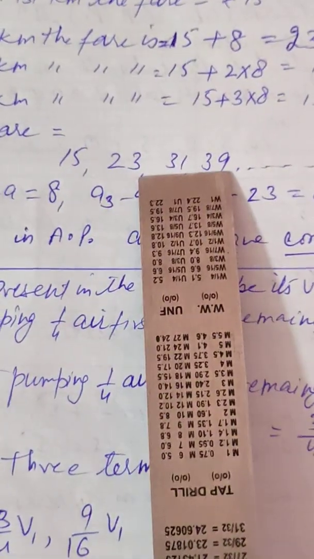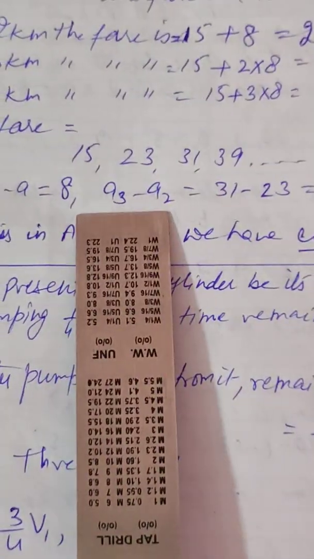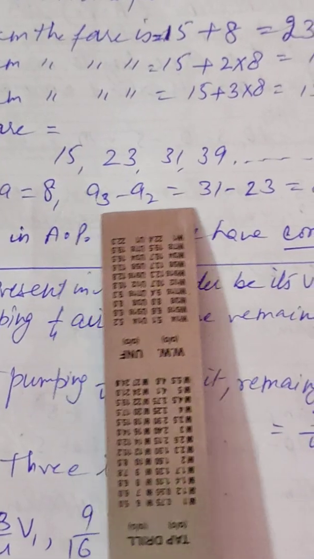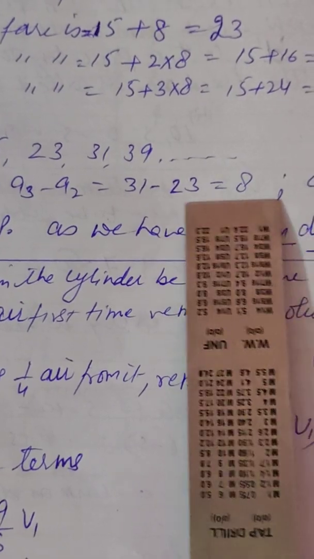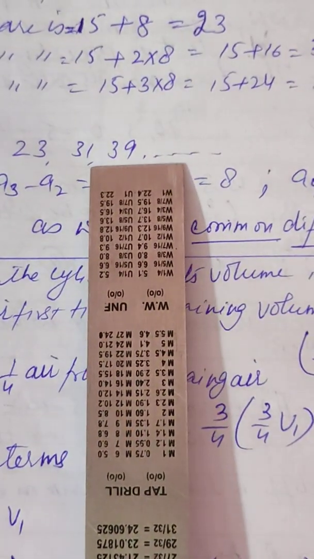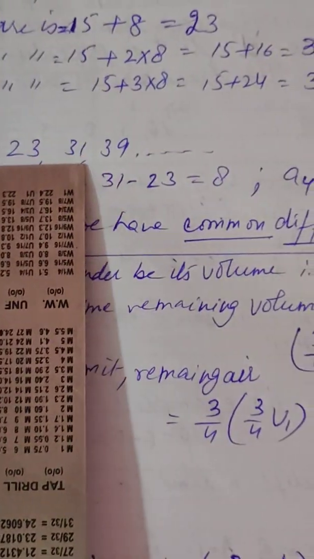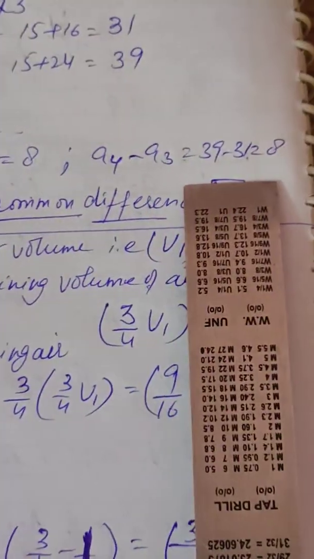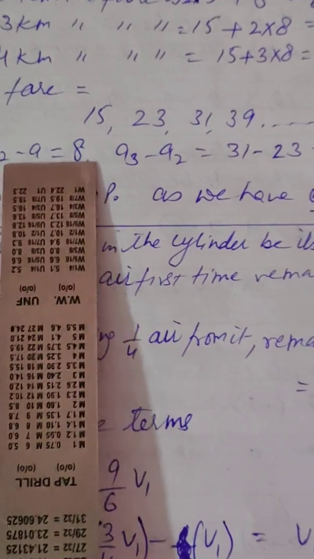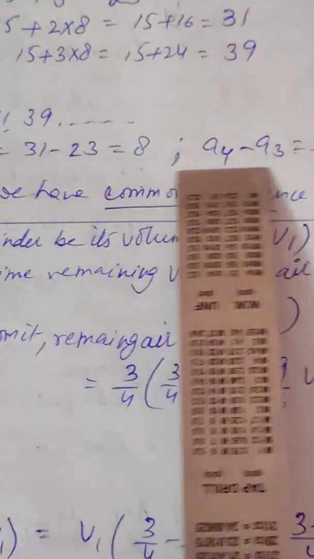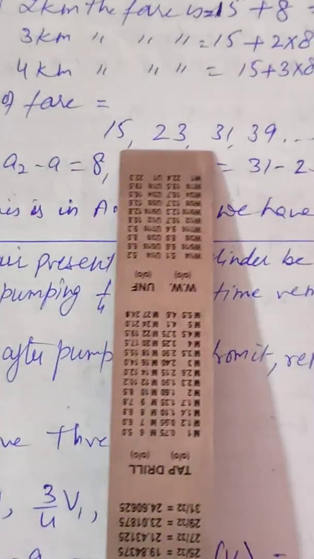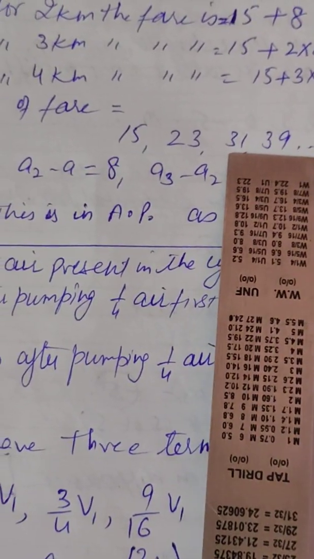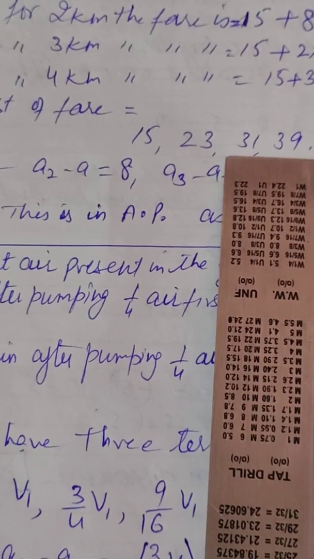Similarly, subtract A2 from A3. So here A3 minus A2 is 31 minus 23, again 8. Likewise A4 is given 39, subtract A3 from it. So A4 minus A3 is again 8. So we can see the differences A2 minus A1, A3 minus A2, A4 minus A3 are the same, rupees 8. It means this list of fares is in AP. So this is the way we have to explain the reason.